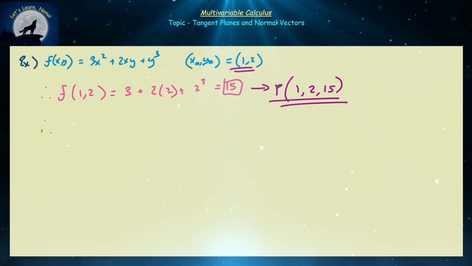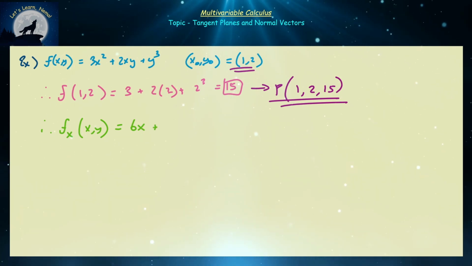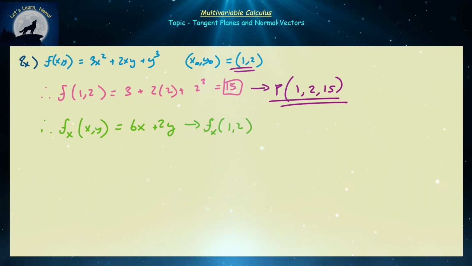So let's do that. The partial derivative with respect to x of f(x, y), so that means y is going to be held constant. The derivative of 3x squared is going to give you 6x. The derivative of 2xy with respect to x is just going to be equal to 2y. And the derivative of y cubed will be equal to 0 with respect to x since there's no x's there. So that's going to give us what? That means fx at (1, 2) will be equal to 6 plus 4, and that's going to give us 10.